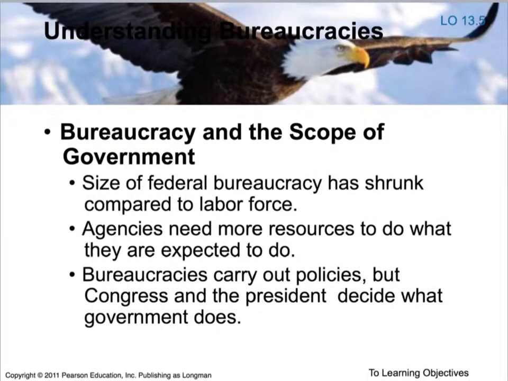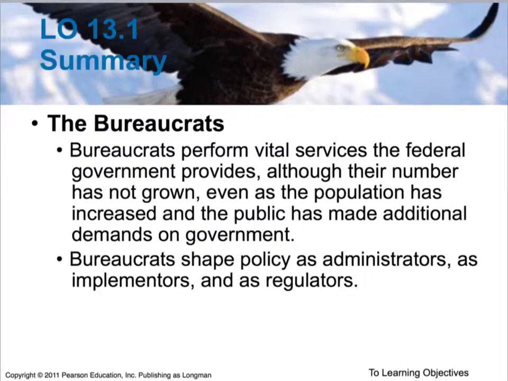Okay, as far as the scope of government, the size of the bureaucracy has actually shrunken compared to the labor force. Agencies don't necessarily get all the resources they need to do what they're expected to do. Bureaucracies are supposed to carry out the policies, but Congress and the President decide what the government does, so that often leaves the bureaucracy in a state where their hands are tied. Bureaucrats have to perform vital services, and the federal government provides these services, but their number has not grown. Even as the population has increased, the public has made additional demands on government, which means that government workers are very overburdened.